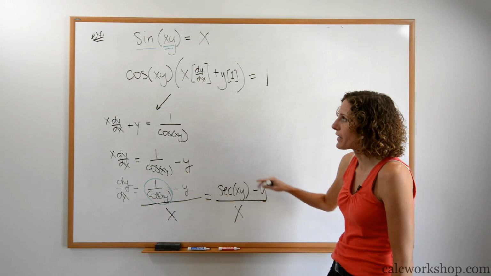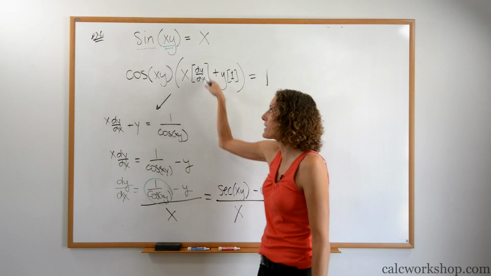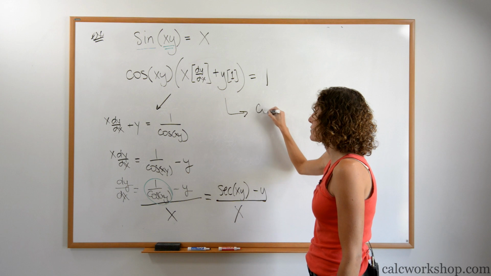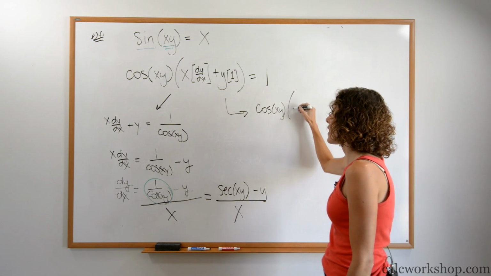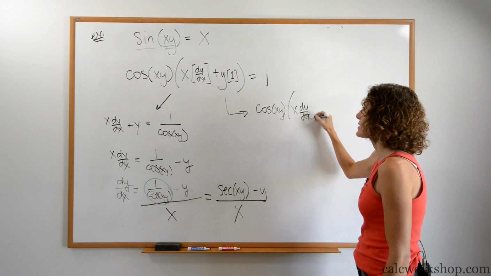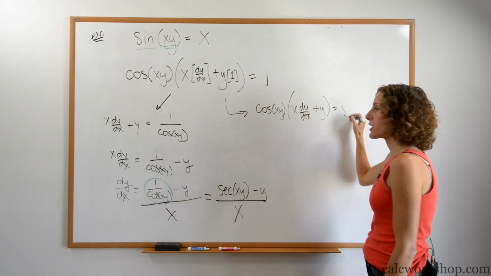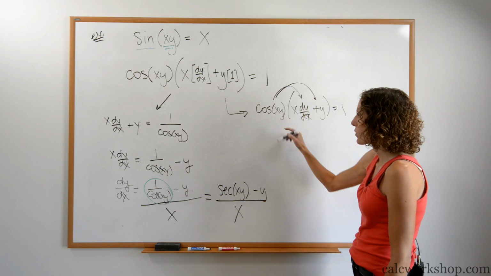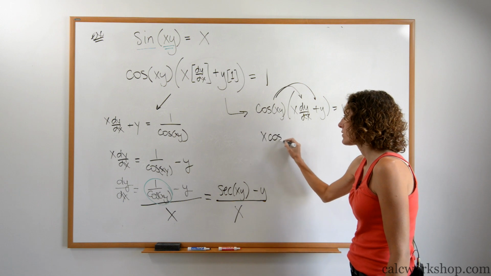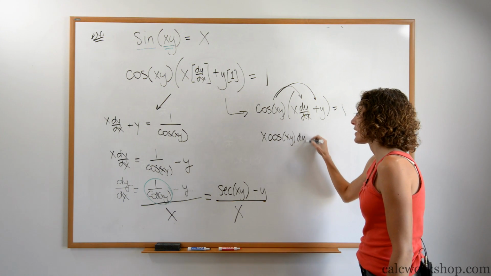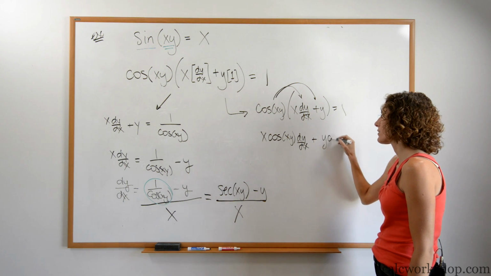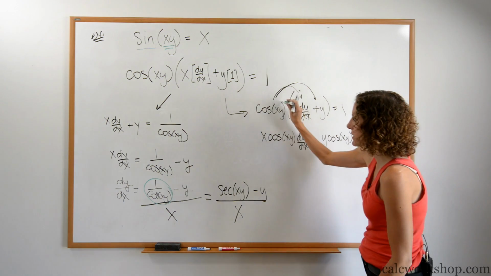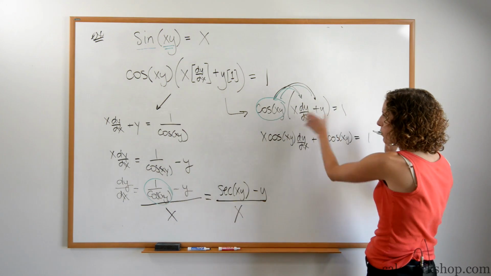Well, another way of simplifying was to actually take the cosine of xy and distribute him in. So let's look at the other way of simplifying this problem. I'm just going to rewrite it really quickly: cosine of xy times x dy/dx plus y equals 1. I can take this cosine of xy and distribute him in. When I do that, I get x cosine of xy dy/dx plus y cosine of xy equals 1. Again, all I did was take this guy and bring him inside to both of those terms.